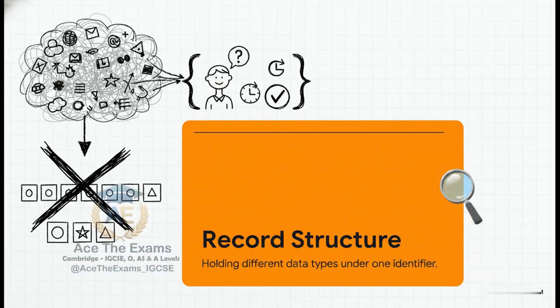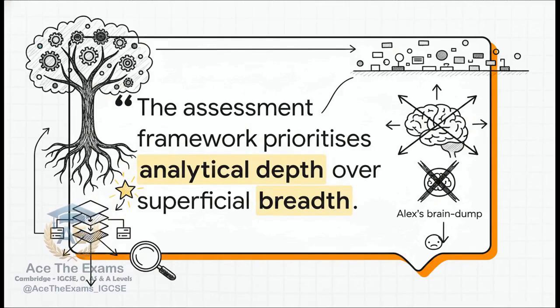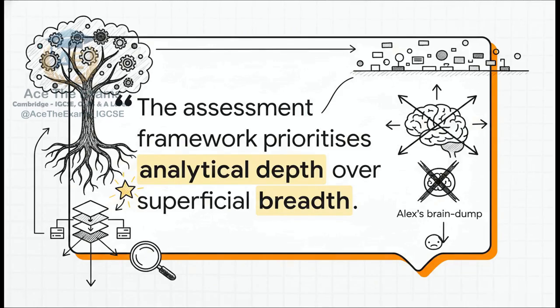When you understand that a record structure is essentially a digital filing cabinet for real-world entities, the way you write your algorithms completely changes. And this brilliantly illustrates our next point, drawn directly from the academic benchmarks for this Cambridge syllabus. The assessment framework prioritizes analytical depth over superficial breadth. So what does this actually mean for you sitting there sweating in the exam hall? It means simply listing everything you know about record structures, like our friend Alex does, just isn't going to cut it anymore. Examiners don't want a brain dump, they demand logical, structured reasoning.